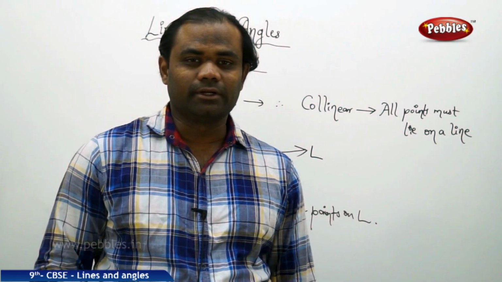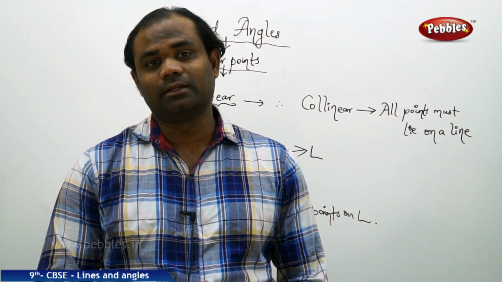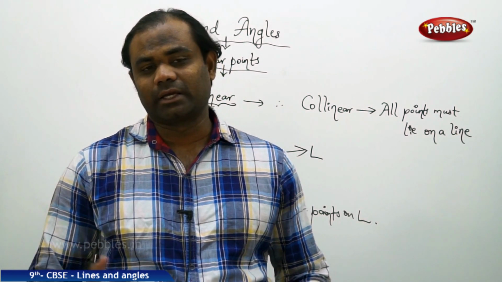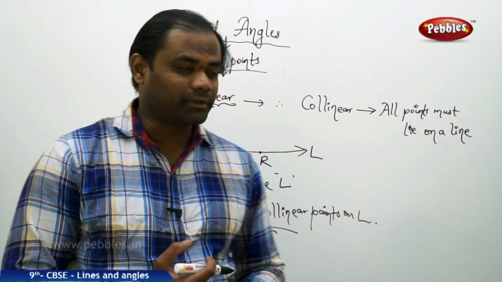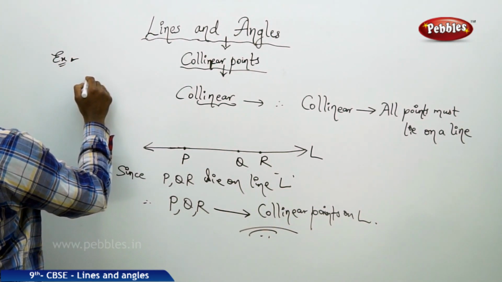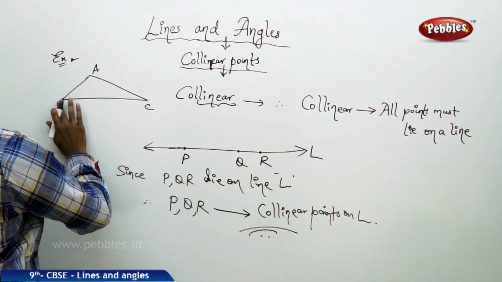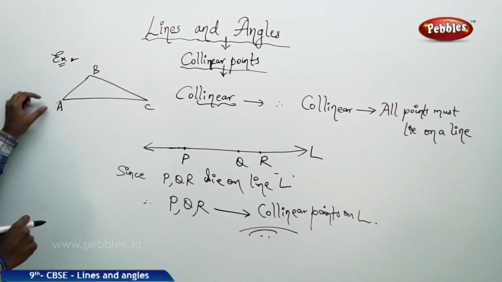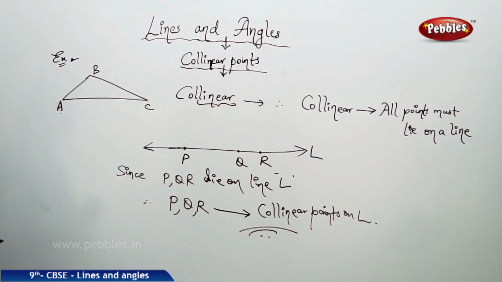The points are collinear if they lie on the line L. They are not collinear if they do not lie on the line L. This is how we understand collinear points connected with lines and angles. Let's see an example of a situation where we have non-collinear points. For example, I have a triangle ABC. I clearly see that if I take this line L, A and C lie on L, but B does not lie.